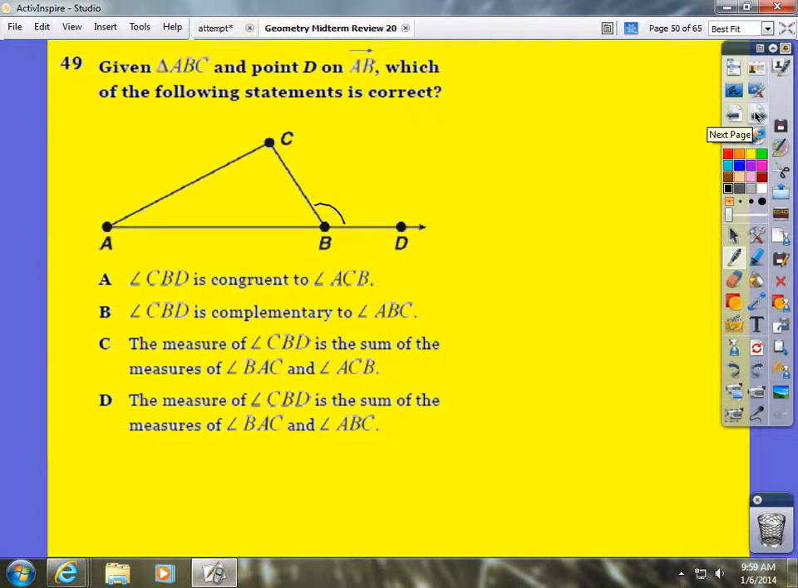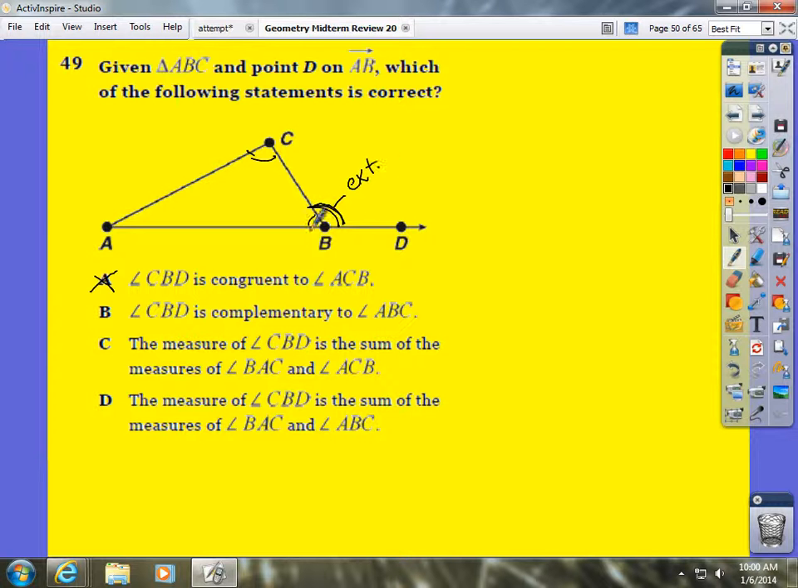Given all of these answers, it talks about angle CBD. So that's this angle right here. CBD is congruent to ACB. This one's saying that these two are congruent. Nope, that's not true, because we know that this is an exterior angle and that the exterior angle is greater than the interior angles.